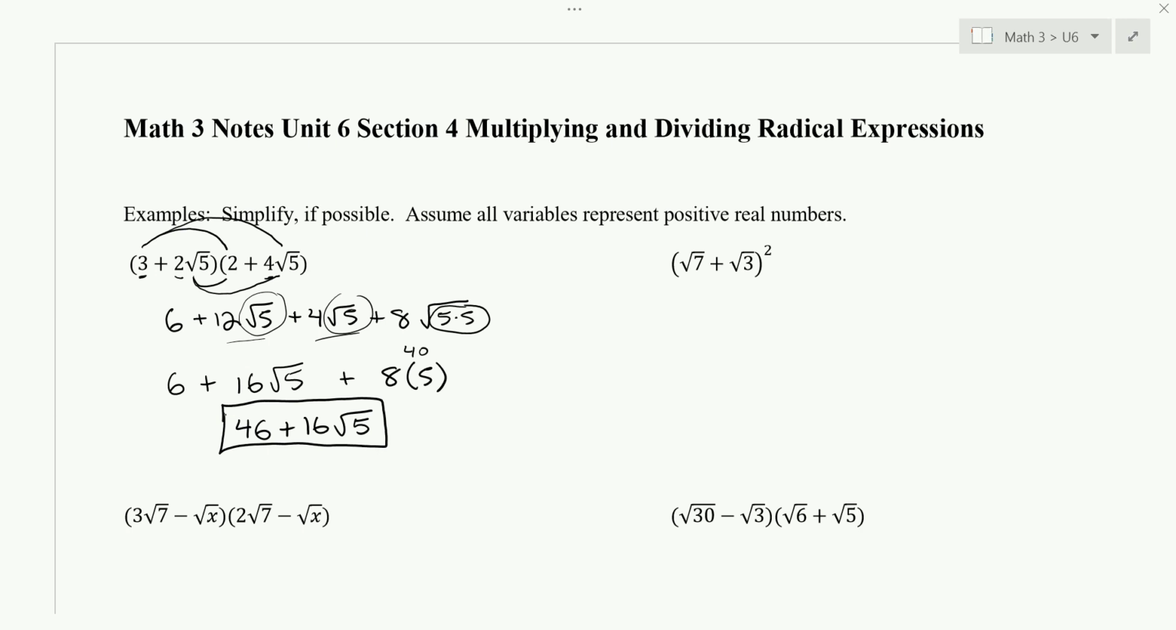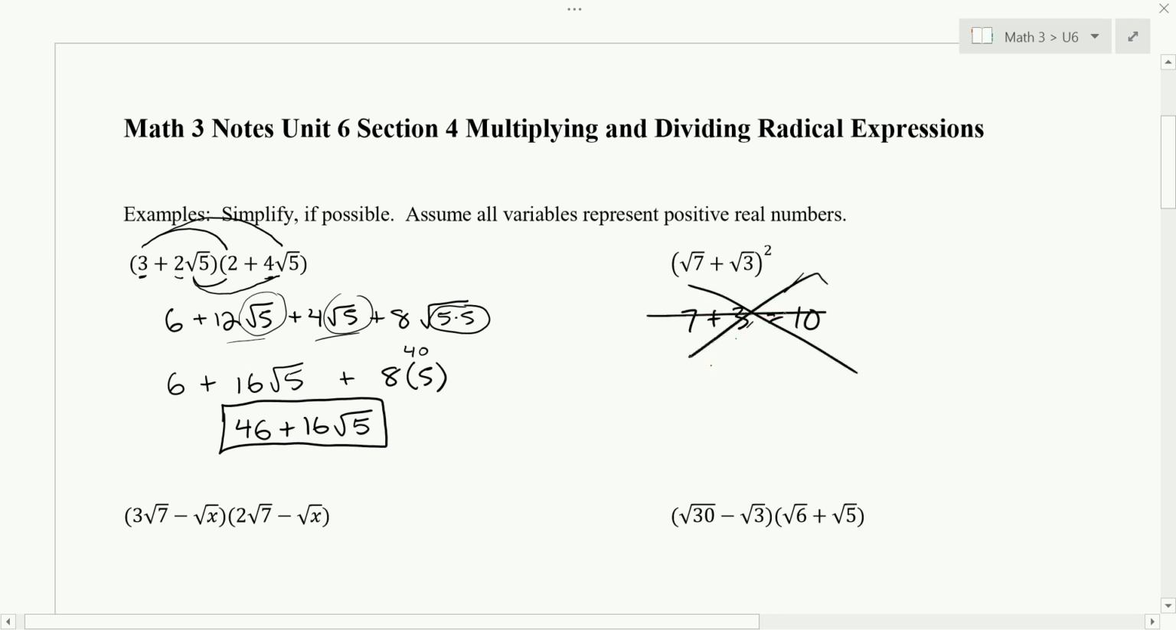Okay, so this next one, square root of 7 plus square root of 3 squared. Well, what's the square root of 7 squared? And what's the square root of 3 squared? So 10, right? No, don't do that. Don't do that. Okay? Why can't I do that? It's tempting to do that. What did I do wrong, guys?